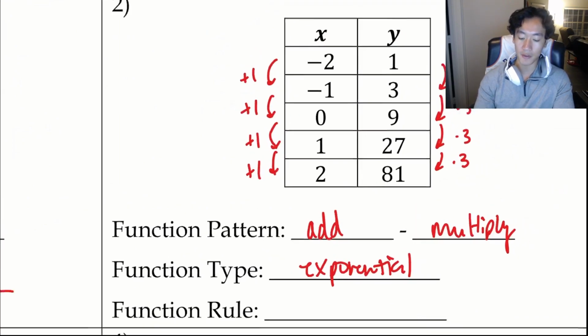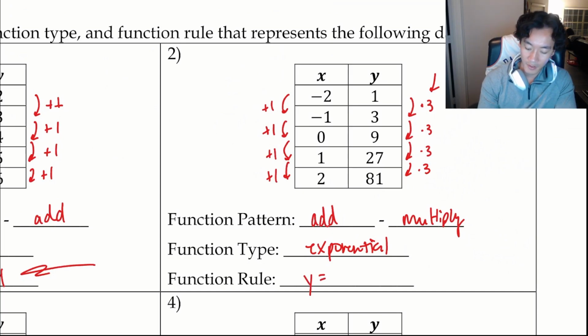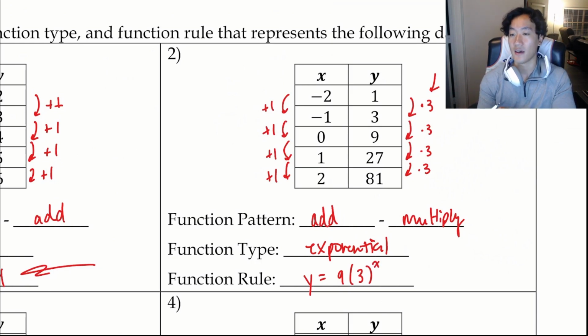And then I would input these x and y values into the calculator and then calculate a regression. But if not, you can just simply check what answer I write down here and you'll be solid. It should be y equals 9 times 3 to the power of x. Now this was also possible to see just by looking at the table if you're familiar with the exponential functions and what they look like, right?